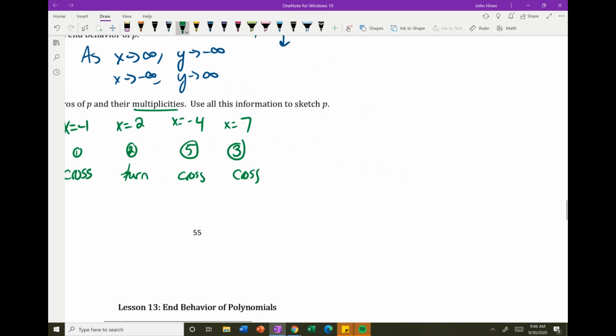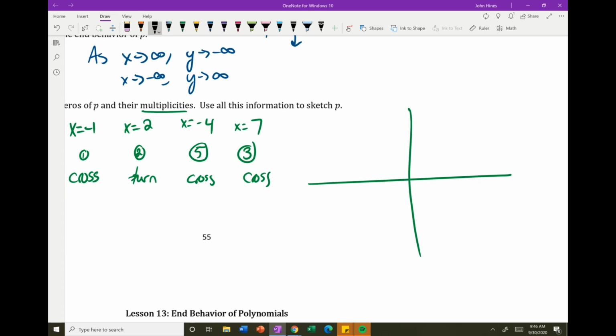So using that information, I can now make a sketch because I have zeros where? Zeros at -1, 2, -4, and then 7. So those are my zeros. I know I start high and end low. So I get to -4 and I cross through. I get to -1 and I cross through. I get to 2 and I turn around. And then 7, I cross right through.